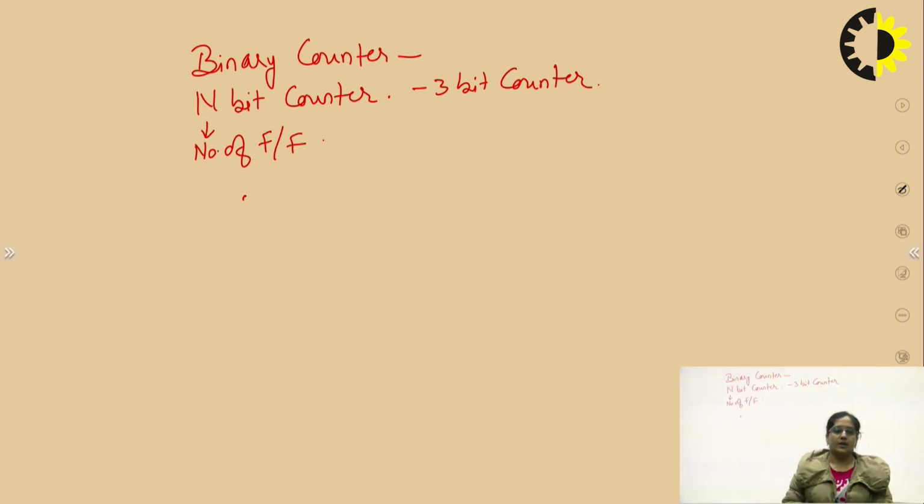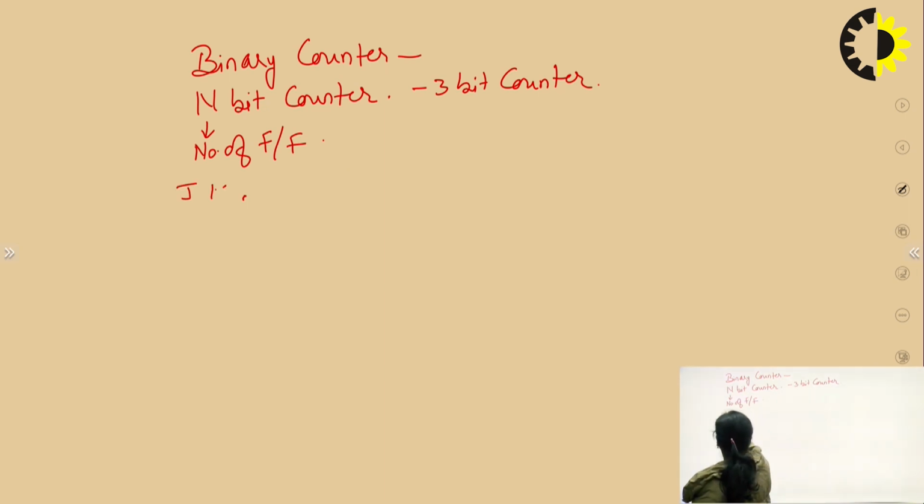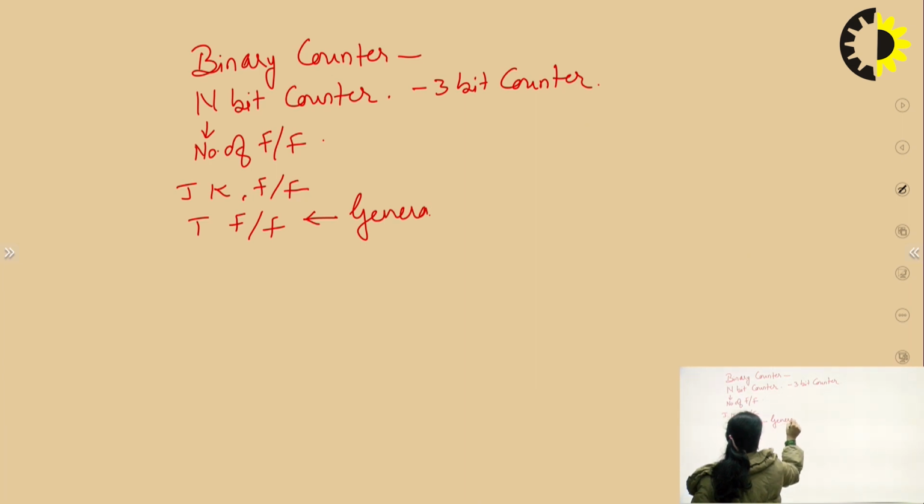Now, as we know, there are 4 flip-flops: SR, JK, D and T. So, while designing a counter, which flip-flop will we choose? If we have to design a counter, there are 2 options we can choose. Either we can go with the JK flip-flop or we can go with the T flip-flop. Generally, we prefer the T flip-flop to design a counter.